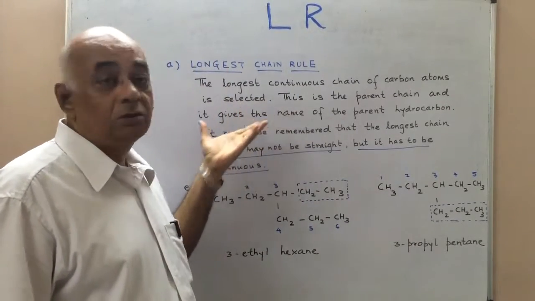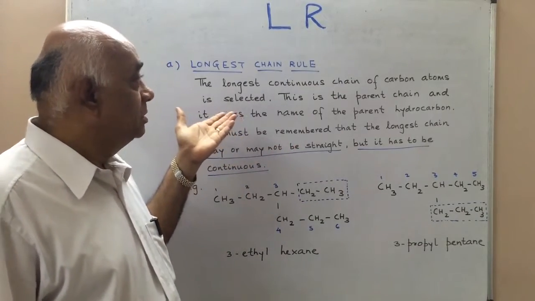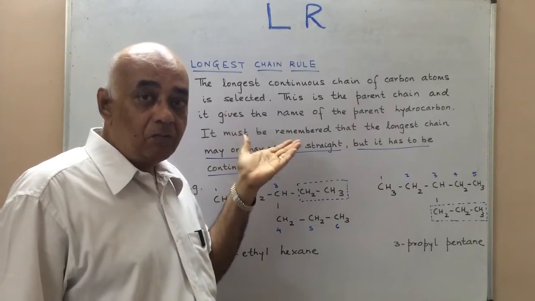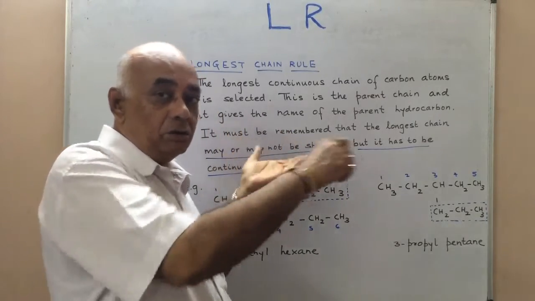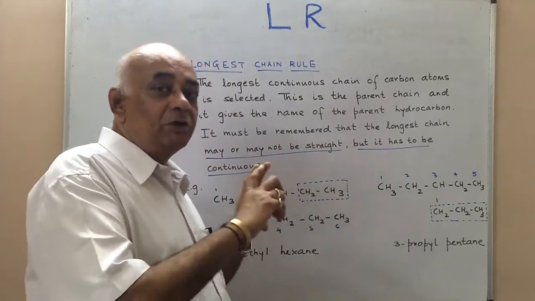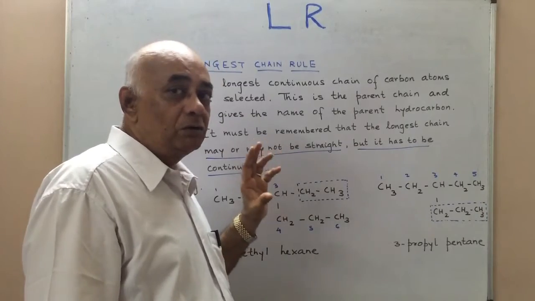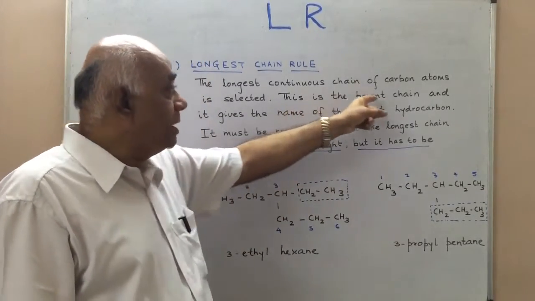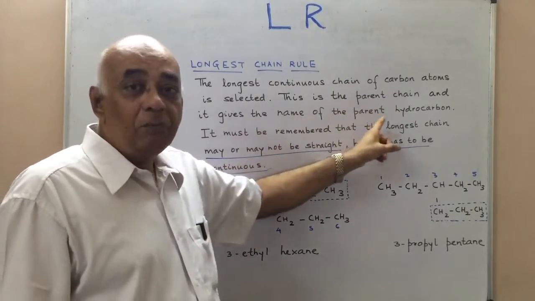The rule is there for you to read and understand. It says the longest continuous chain of carbon atoms in that compound is selected. Is selected meaning it is numbered. By inspection, we first find out which is the longest chain and we select that particular chain as our carbon skeleton. This is the parent chain, and it gives the name of the parent hydrocarbon.